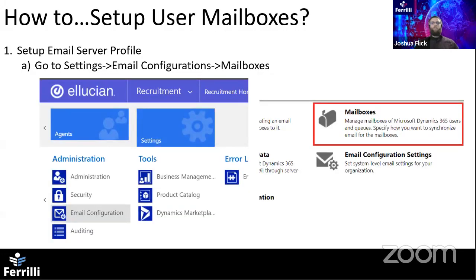So now that we've gotten through setting up the default syncing and how the tracking is going to work, we now have to go and configure the individual mailboxes for users who will be sending emails and potentially tracking those emails back in. You do this by navigating, again, to settings and email configuration. Hopefully that's becoming a theme. And now you're going to click on the mailboxes option. From here, it's going to open up a listing of mailboxes of your users, and you can open the ones you need to edit or do a bulk edit to set some of this stuff up.